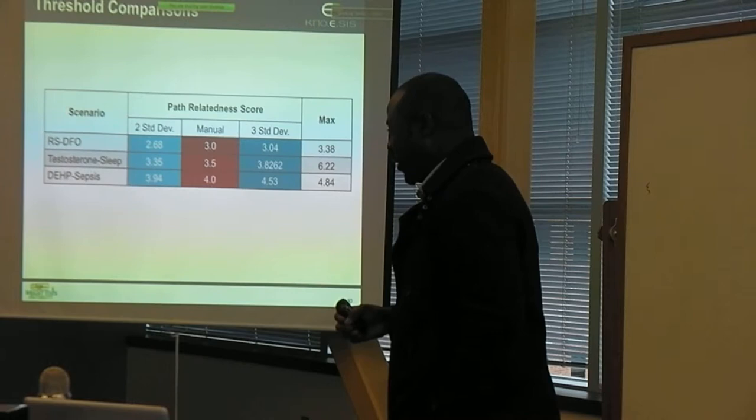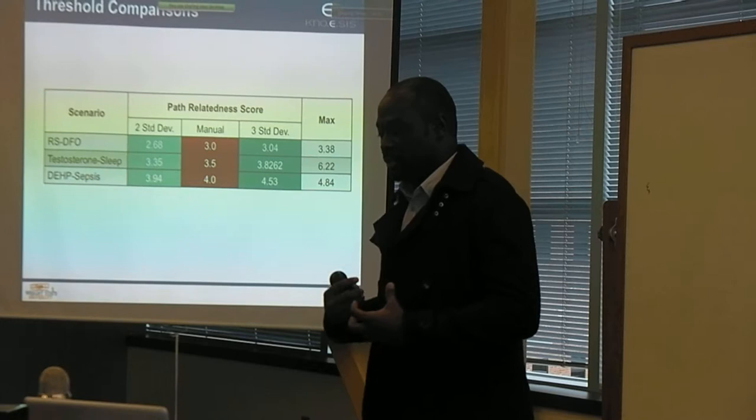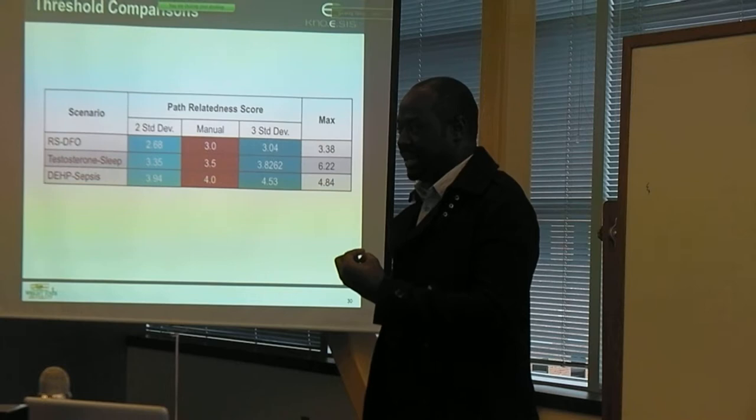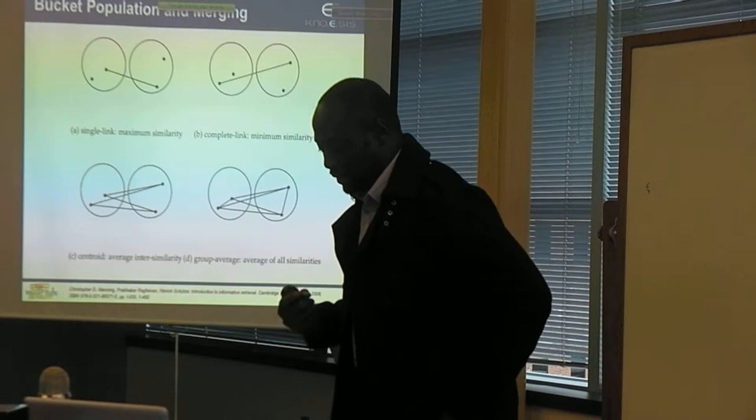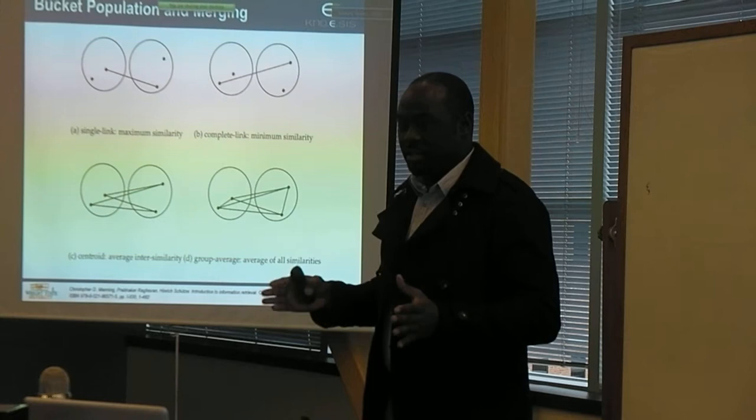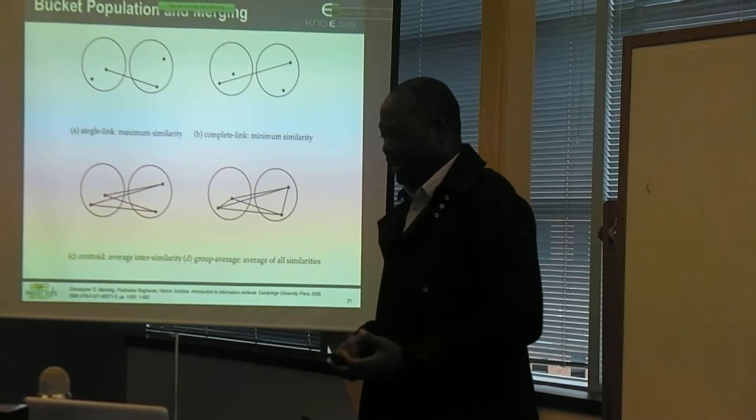Remember, for Raynaud fish oil, I'll show in just a bit the actual subgraph that was produced based on the second and third, but using a threshold of 3, we got some fairly interesting results. In fact, I'll get to that in perhaps just the next slide. If it is true that the second and third standard deviation from the mean are really useful, then all that's really remaining is to go ahead and do the clustering, which is really the bucket population, bucket merging.